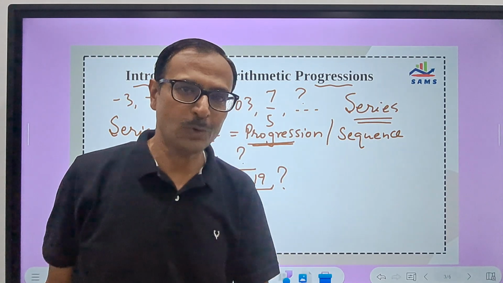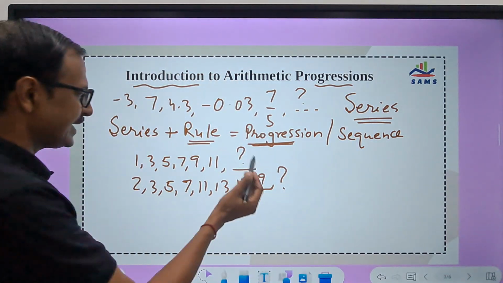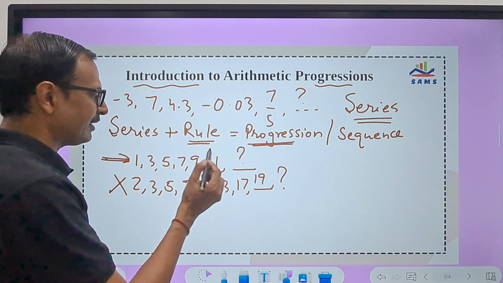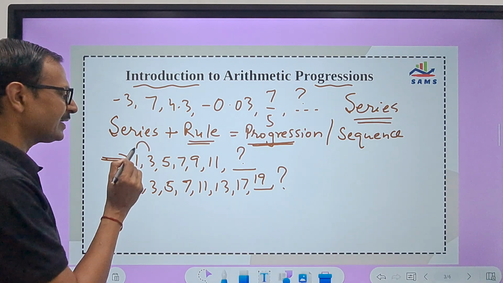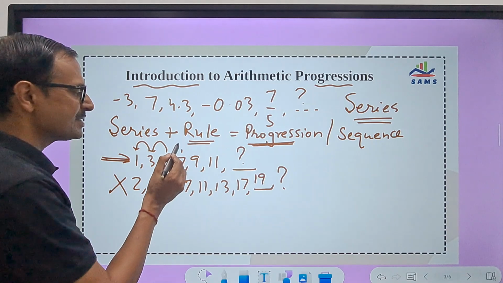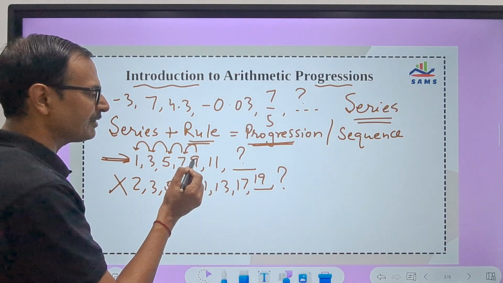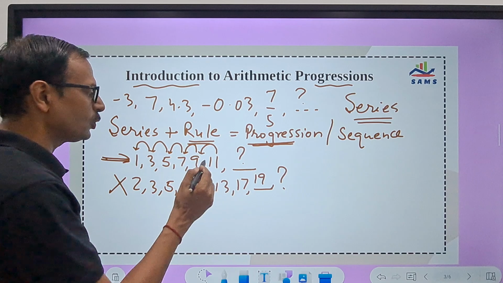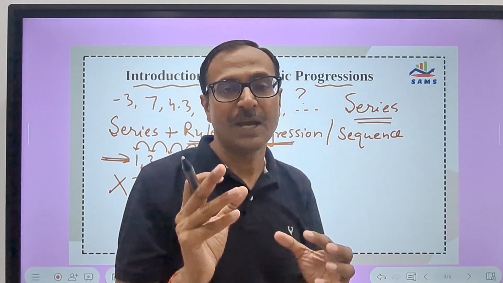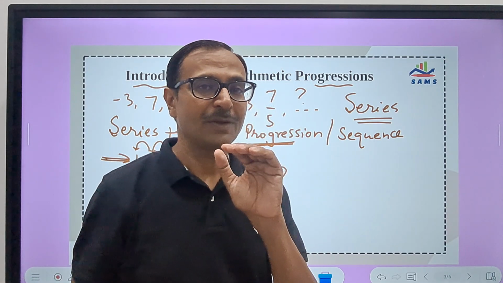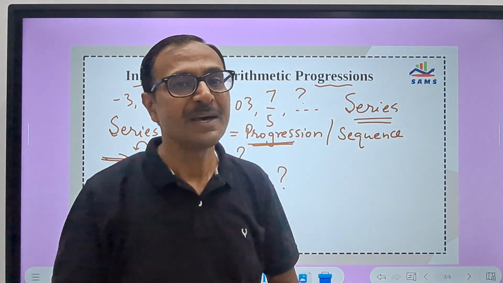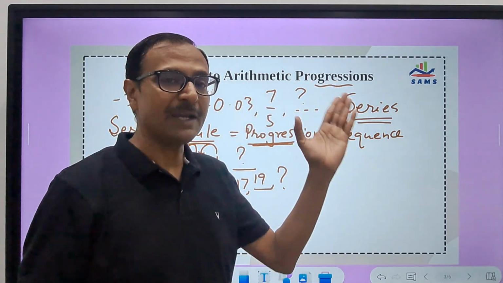Now what is an arithmetic progression? It is also a series like this. Just watch this series: 1, 3, 5, 7, 9, 11. What happens here is the difference between consecutive terms. 3 minus 1 is 2, 5 minus 3 again 2, 7 minus 5 again 2, 9 minus 7 again 2, 11 minus 9 again 2. So if you pick up any two consecutive numbers in the series, you will find that the difference between any two consecutive numbers is always going to remain constant, and that is what we call an arithmetic progression.